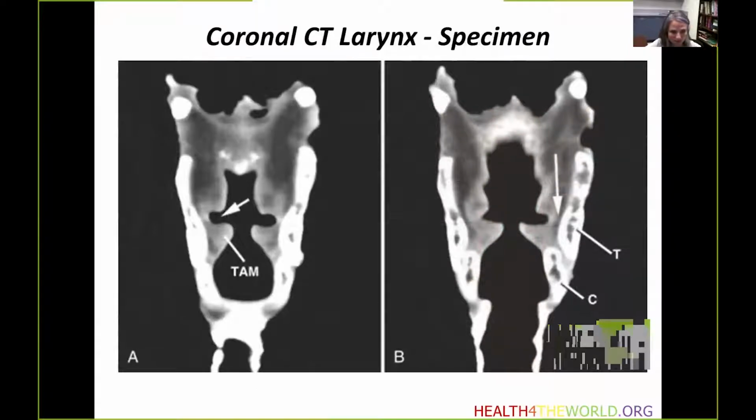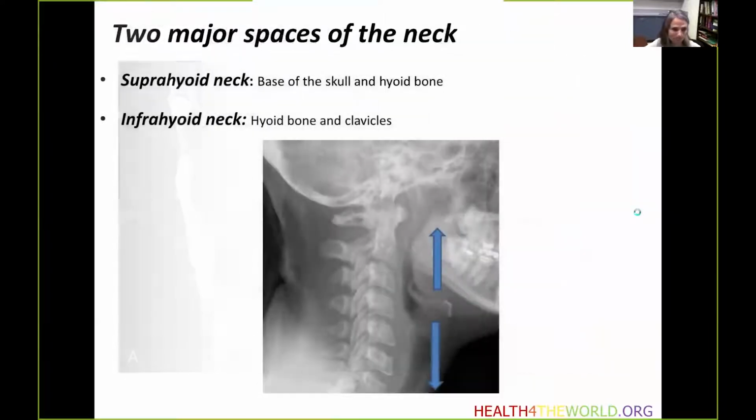This is a CT of an anatomic specimen that also demonstrates air-filled laryngeal ventricles with the false vocal cords superiorly and the true vocal cords inferiorly. You also see the thyroid cartilage and the cricoid cartilage along its margins.